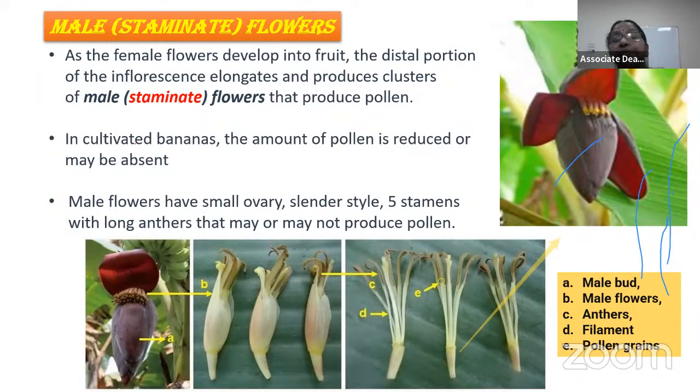The distal portion of the inflorescence will elongate. Here you can see this is the distal end. It will produce clusters of male or staminate flowers that will produce the pollen. The amount of pollen produced is very little, or it may be absent in cultivated bananas. These male flowers have a small ovary and slender style and 5 stamens with long anthers that may or may not produce pollen. Here you can see the male bud and also the male flowers, anthers, filament, and the pollen grains.